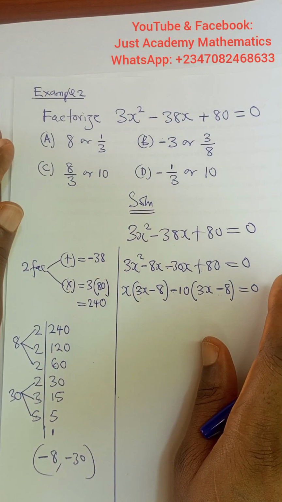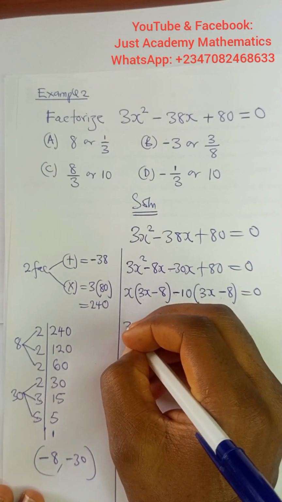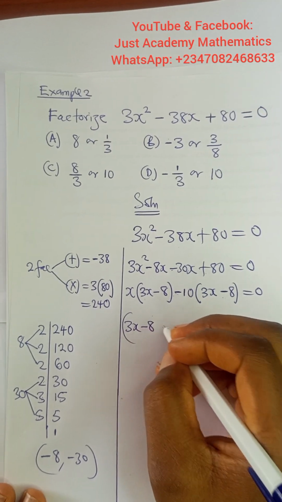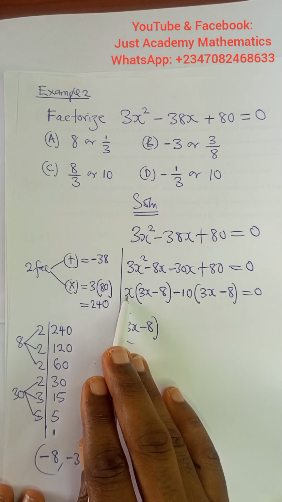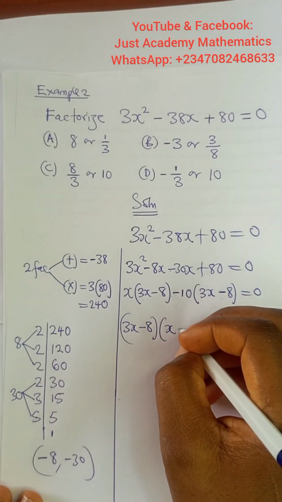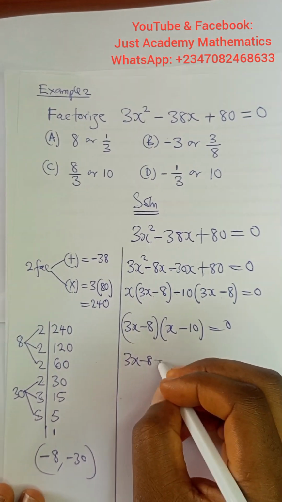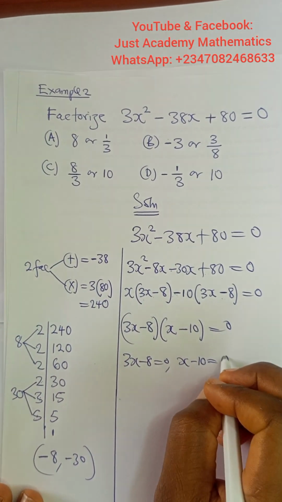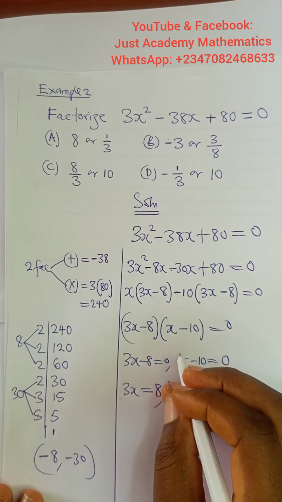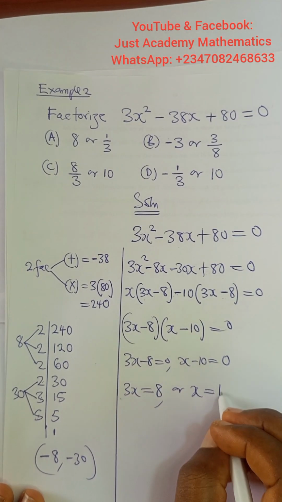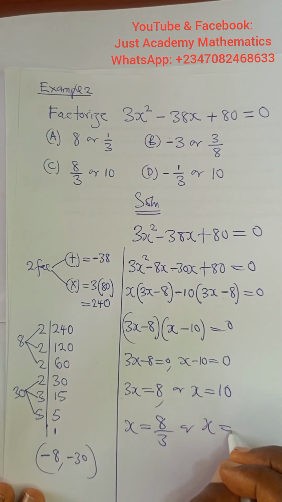Now that we see that the two brackets are the same, what do we do? We bring out the common bracket, which is what? 3x minus 8. What is remaining? When we bring out these two as one common value, here will remain x, and here will remain minus 10 equals to 0. So from there, we now know that 3x minus 8 is equals to 0, x minus 10 is equals to 0. So 3x is equals to 8, and x is equals to what? 10. So we conclude that x is equals to 8 over 3, or x is equals to what? 10.